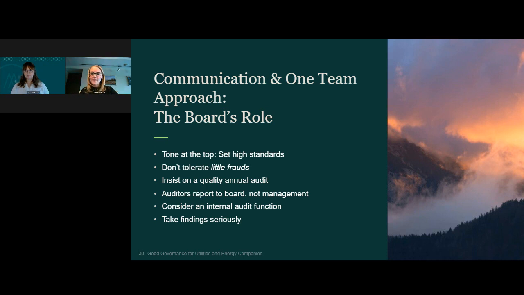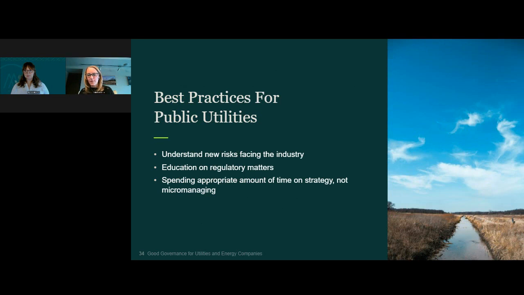So a couple of best practices when we were brainstorming through this entire presentation, we were just talking through what are some best practices. And really at the board level, it's understanding those new risks facing the industry. I can guarantee that management is thinking of those and is constantly addressing those on a daily basis. Making sure that you have a clear understanding of some of those big headwinds that are facing what the organization is going to be going through in the future is incredibly important.